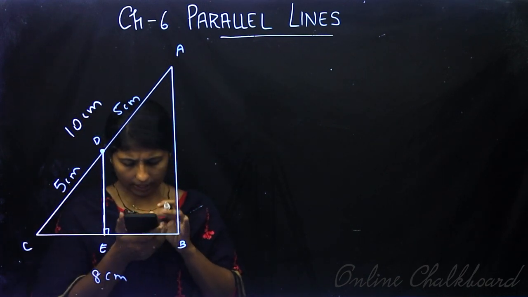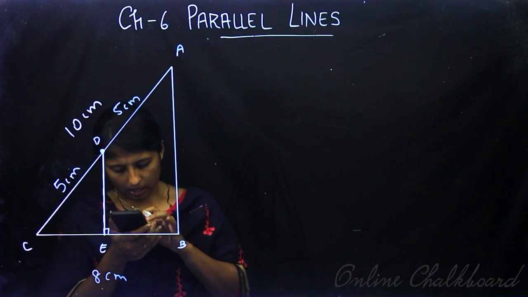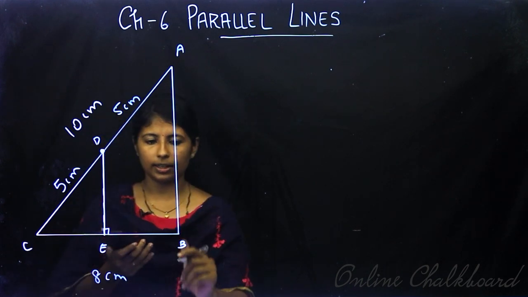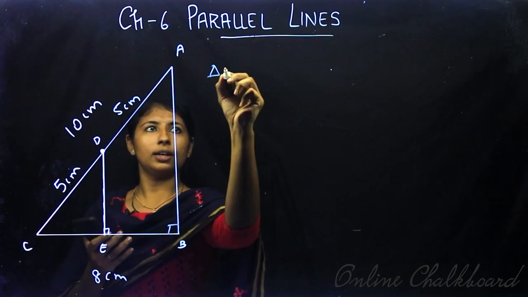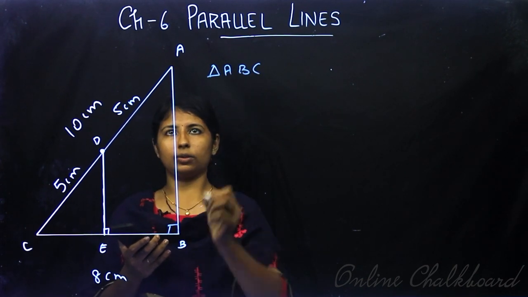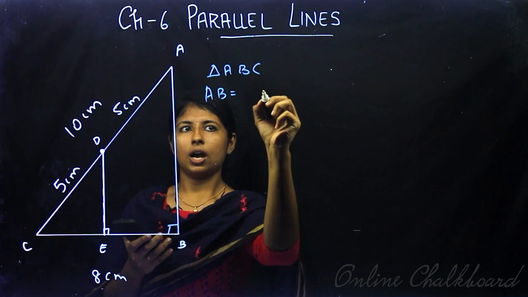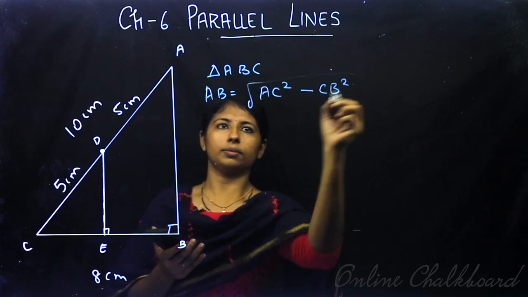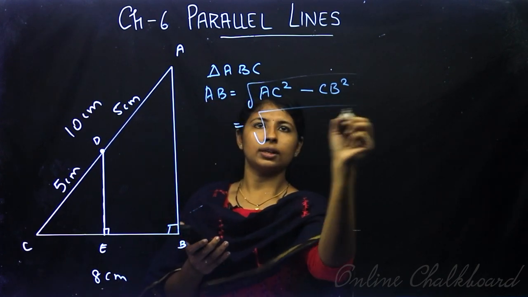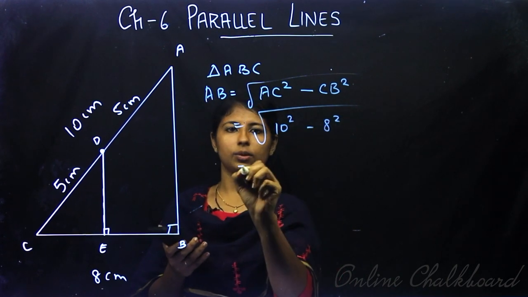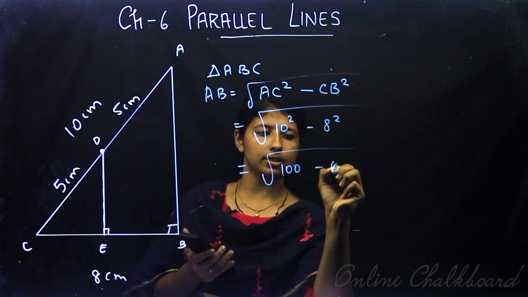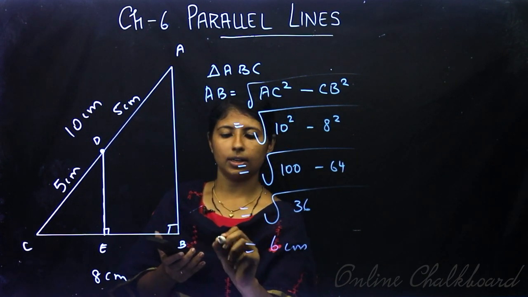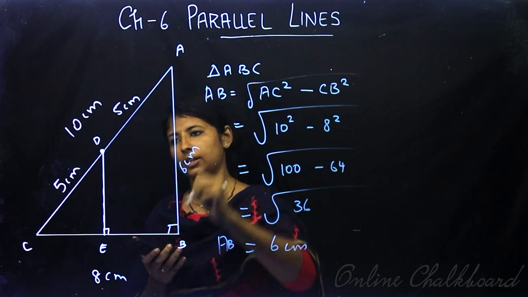Baaki calculate the length of the third side of the large triangle and the length of the three sides of the small triangle. Large triangle the length namku calculate cheyalam. Triangle ABC right triangle ayadukondu AB is equal to hypotenuse square minus side square avathile the root alle. So 10 square minus 8 square, that is 100 minus 64, that is 36, which is 6 cm. AB de length namakku 6 cm kitti.